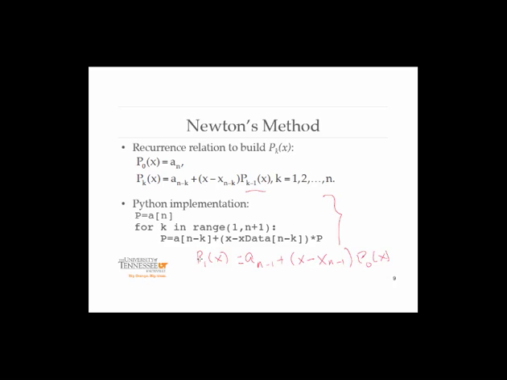So, just once more, you could get p2 of x from a n minus 2 plus another multiplication of a monomial term x minus x n minus 2 times p1 of x. So it shows you again how you build up the family of these polynomials.